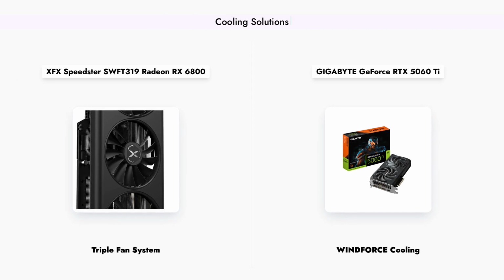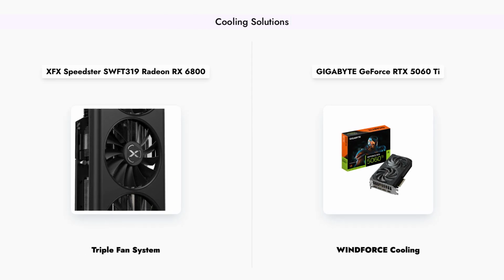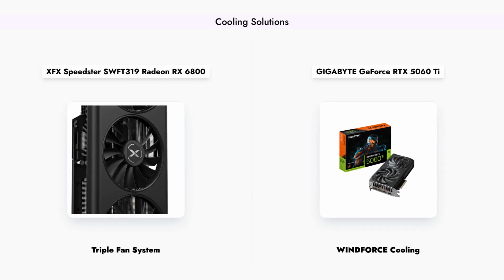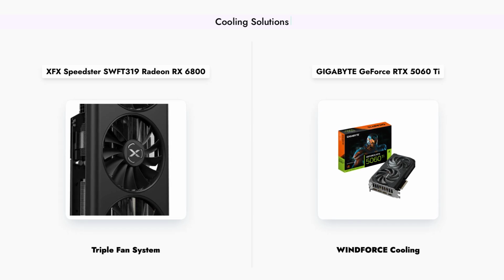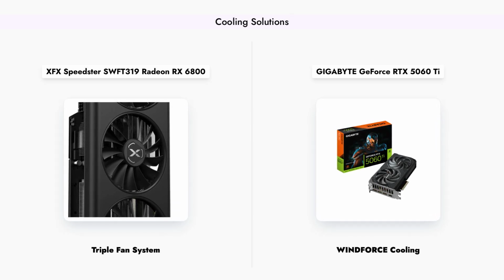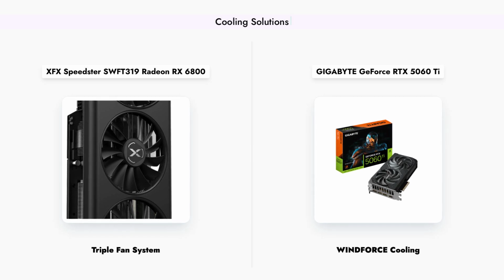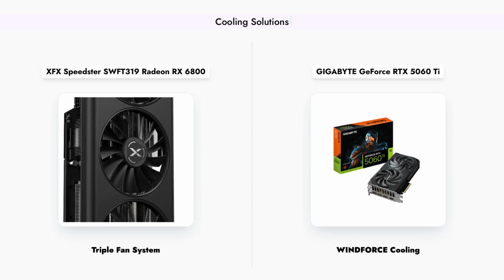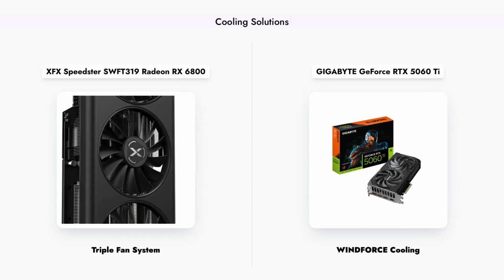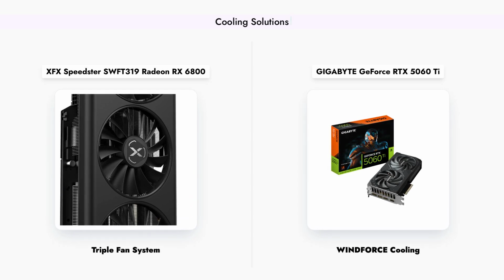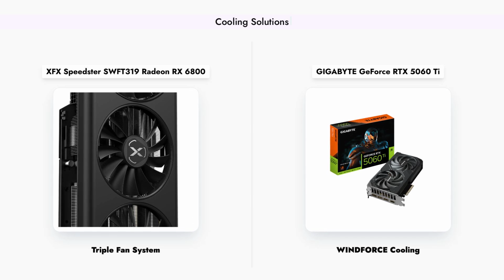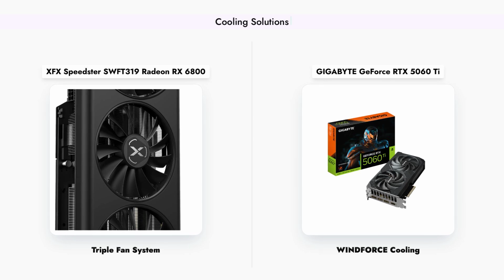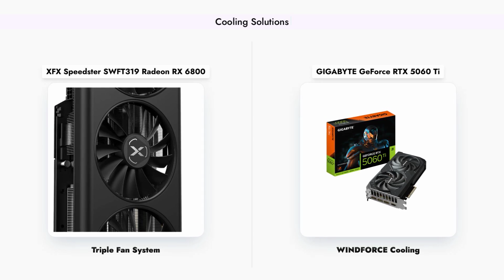Cooling is vital for maintaining performance during intense gaming sessions. The XFX RX 6800 features a robust triple-fan cooling system designed to keep temperatures low, even under heavy load. On the other hand, the GIGABYTE RTX 5060 Ti employs the WINDFORCE cooling system, which is compact yet efficient, making it suitable for smaller builds without sacrificing performance. Both solutions are tailored to ensure that each card performs optimally while managing heat effectively.